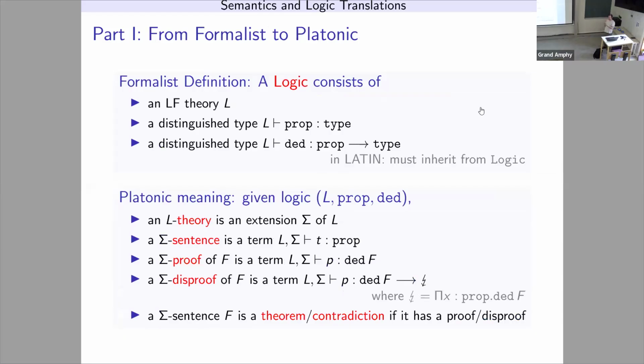Right. So this is a more formal presentation of what I just did. For every theory of our logic sigma, which is just an extension of the logic, we get a set of sentences, a category of proofs. With these proofs, we can define what the theorem of the contradiction is.